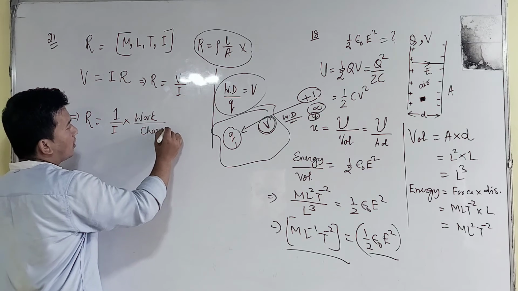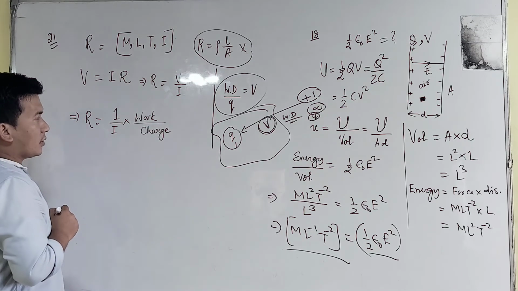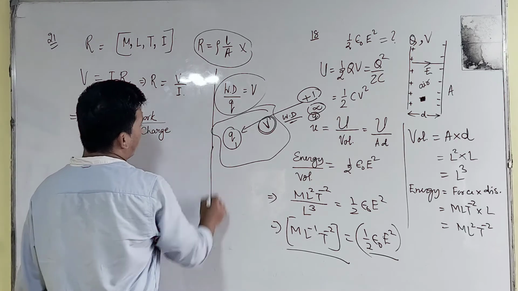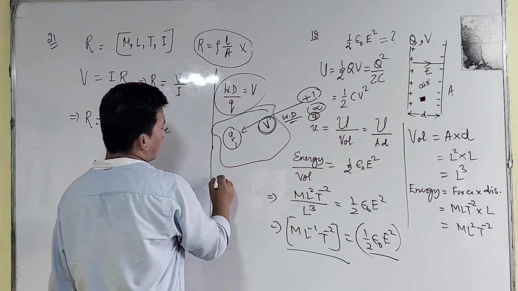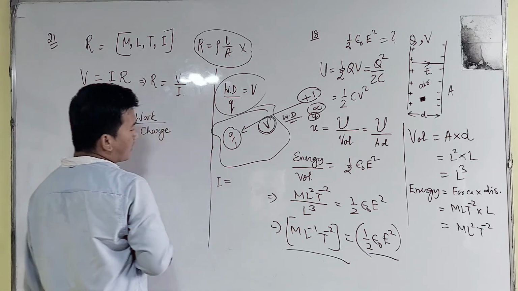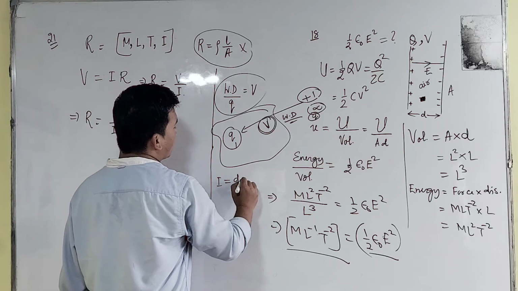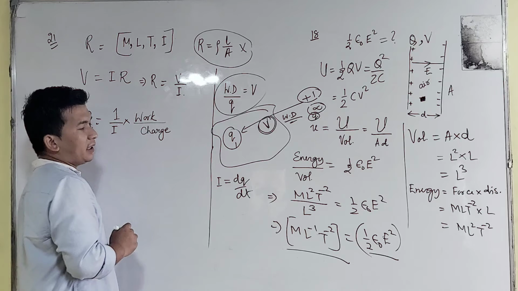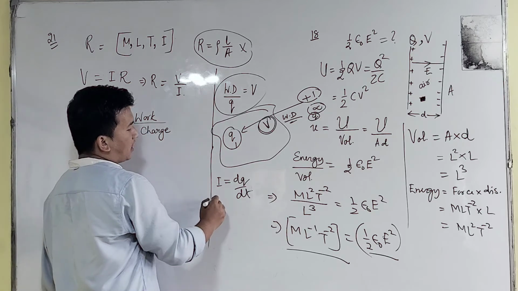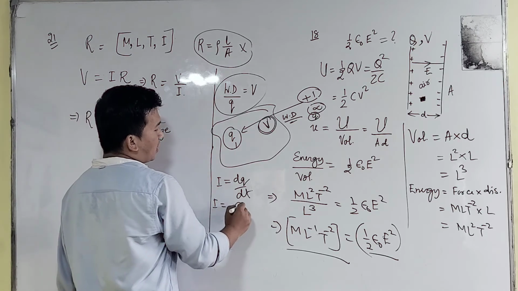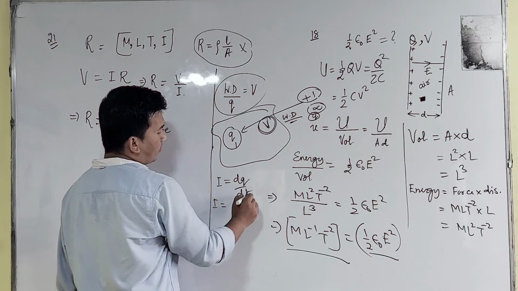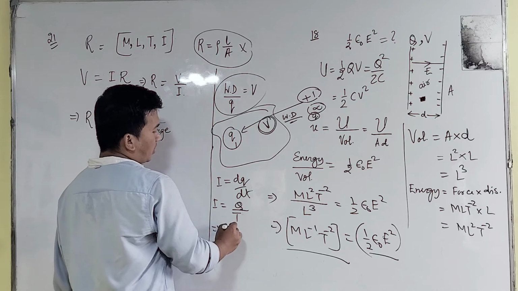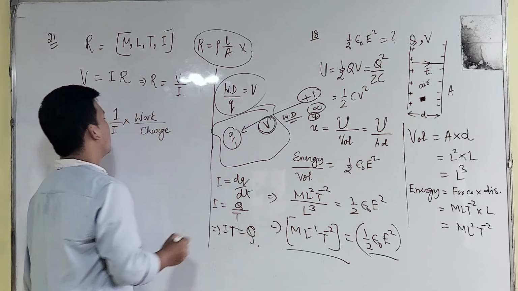Work done divided by charge. Now how will you define charge? Current: the linear relation is dq by dt, the rate of flow of charge will be known as current. That means if we look at the physical quantity, current I will be equal to charge q divided by time t. So I into t is equal to charge q.